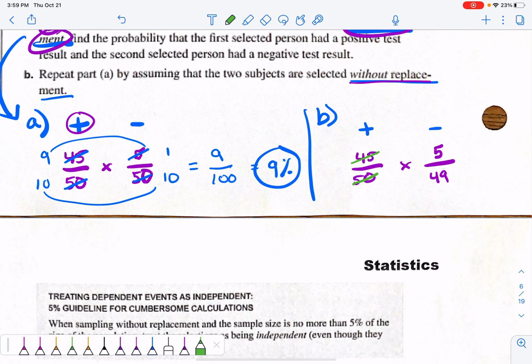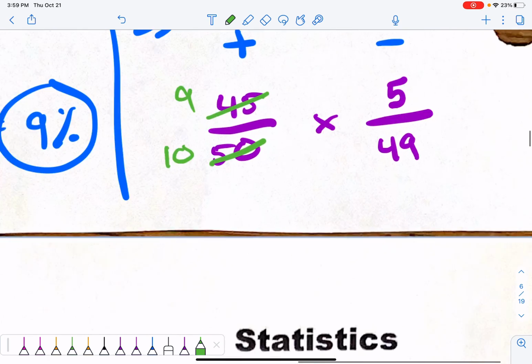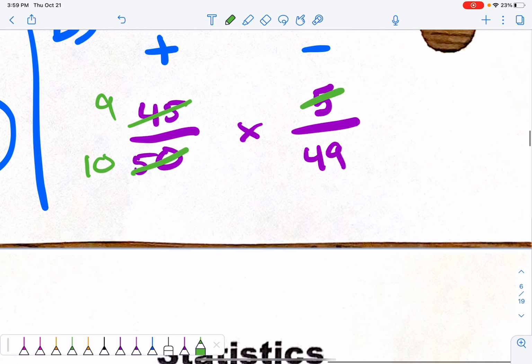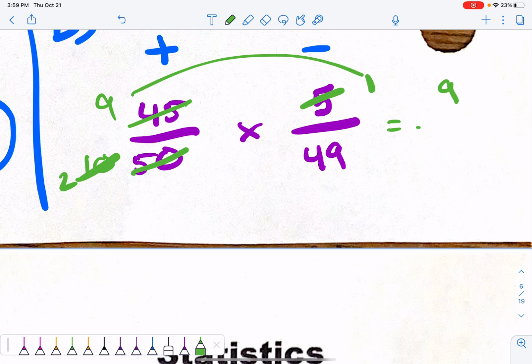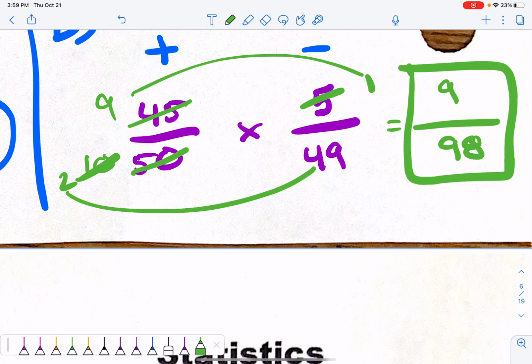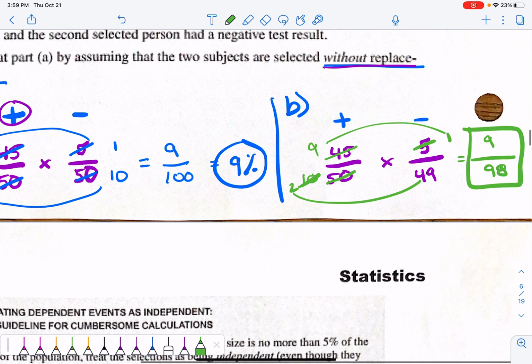So 45 out of 50 is 9 out of 10, and 5 out of 49 I don't think reduces, but I can reduce this 5 and this 10 to be 1 and 2. So 9 times 1 is 9, and 2 times 49 is 98. So 9 out of 98, which is slightly less than 9%, okay? Or no, slightly more than 9% actually. So that's kind of how that works, okay?